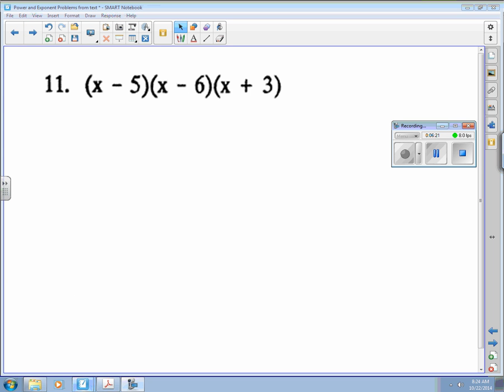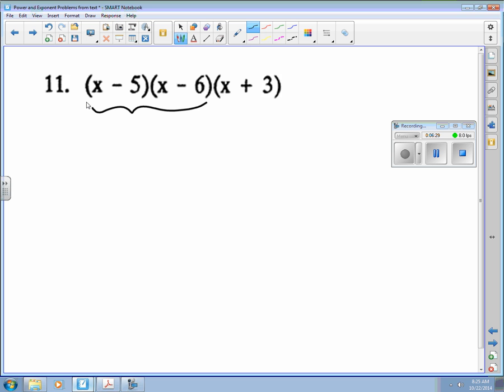Okay, one more example. Let's take a look at what happens when you actually times 3 binomials together. Again, order doesn't matter, so I'll just multiply those two together first. So that's going to be my foiling, so that's going to be x times x. First times first is x squared. Outside times outside is minus 6x. Inside times inside is minus 5x. And last times last is plus 30.